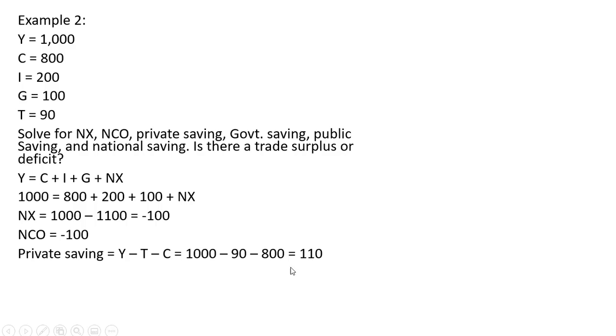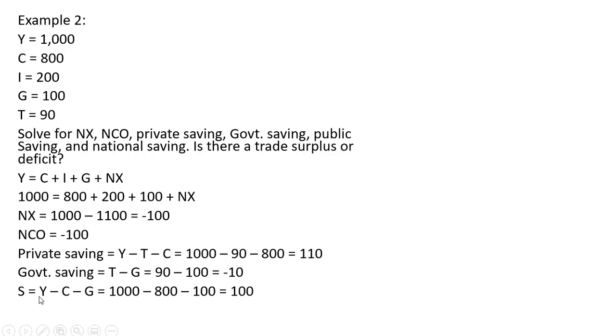Private saving in this example is 110. Government saving is still minus 10. So overall, national saving is 100. And as I mentioned before, national saving is also private saving plus government saving. So there is a trade deficit. Like I said, net exports is negative.